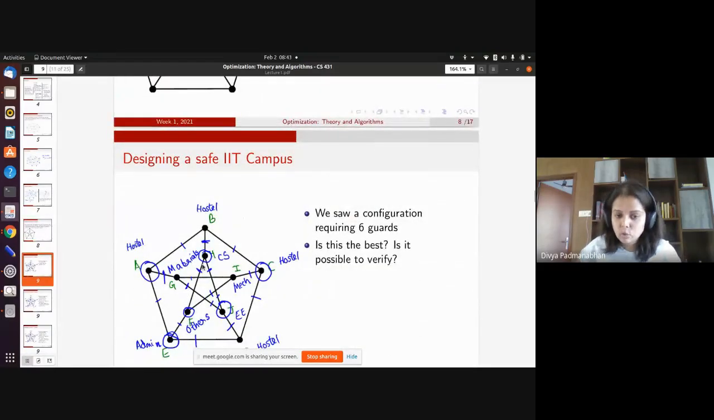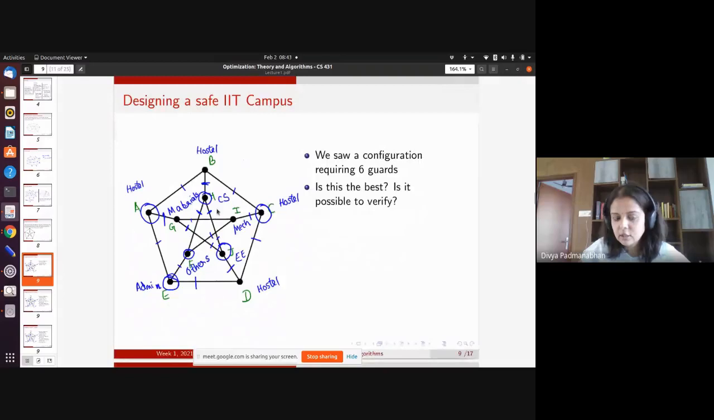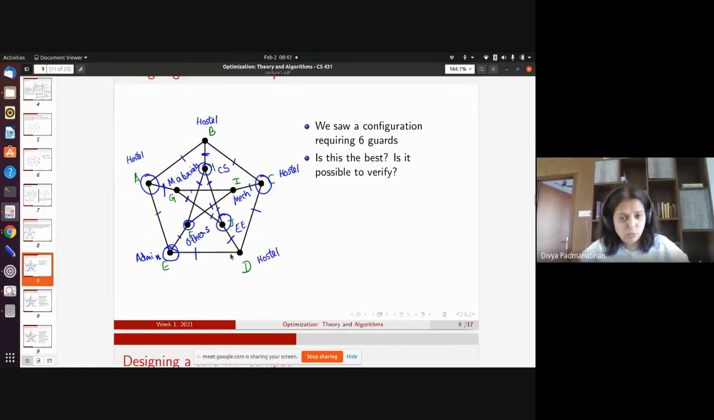which are the nodes or which are the points at which you need to position guards so that you have a safe campus. Okay, so that all roads are visible basically. So then we constructed a configuration where there were six guards that you had to position. Now, in order to find whether six was indeed the best, it was not clear. Okay, can you do something better than six?